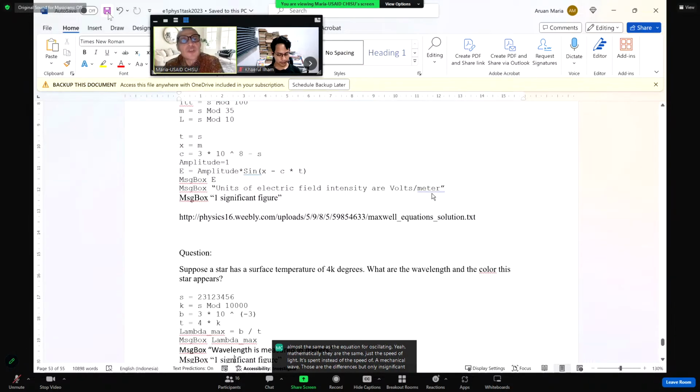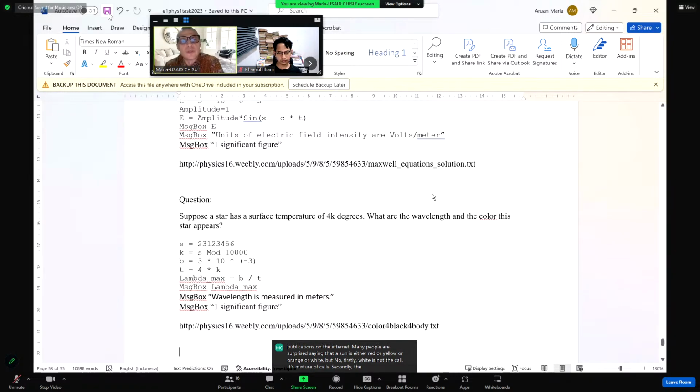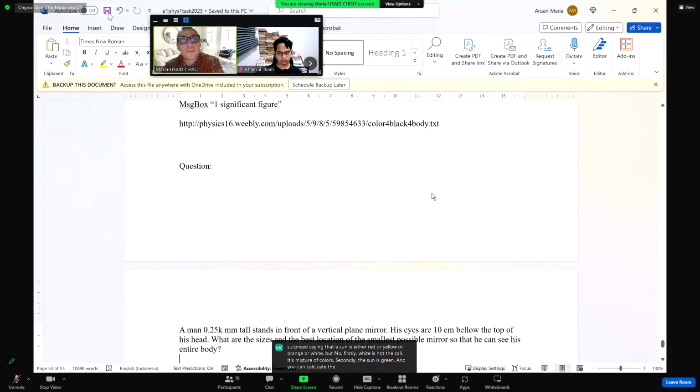Now, the sun is green, and you can calculate the color of any star if you are given the temperature of the star. For the sun, it shows that the sun is green, and you can see it in publications on the internet. Many people are surprised, saying that the sun is either red or yellow or orange or white, but no. Firstly, white is not a color, it's a mixture of colors. Secondly, the sun is green, and you can calculate that.